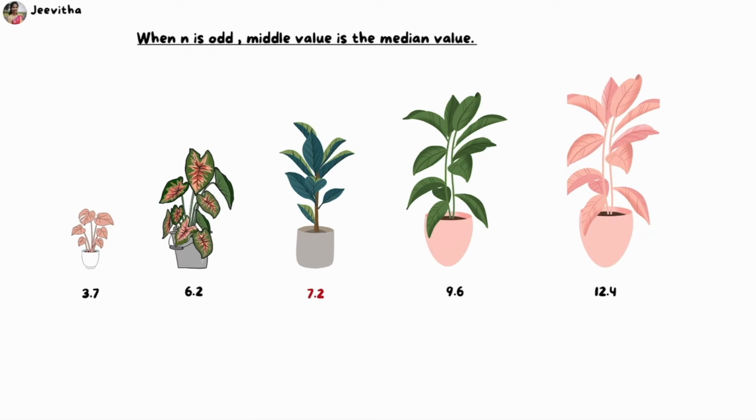This is all about the median. Here the entire data is divided into two equal parts. It shows that 50% of the data lies below 7.2 and 50% of the observations are greater than 7.2. This is all about the median.